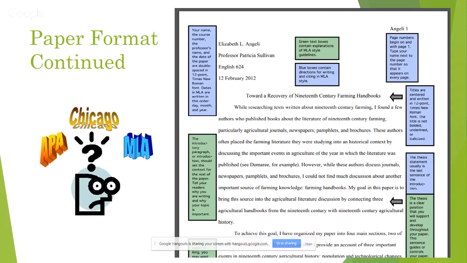Those are the basics, but I encourage you to go to that link and look at the formatting. I also have the basic formatting guidelines on my syllabus, and I have formatting guidelines on each paper assignment. So make sure you're paying attention to all of those.